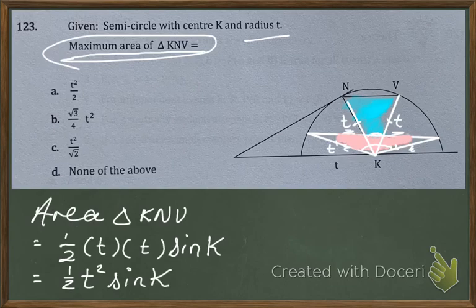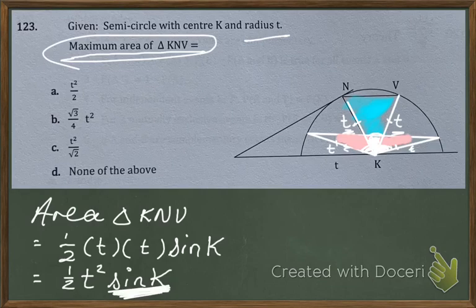Let's look at the blue triangle again. There sits angle k. Angle k is in the blue triangle smaller, and in the pink triangle it is bigger. So angle k is the variable. There is the variable in the area formula, k, and therefore sine of k.